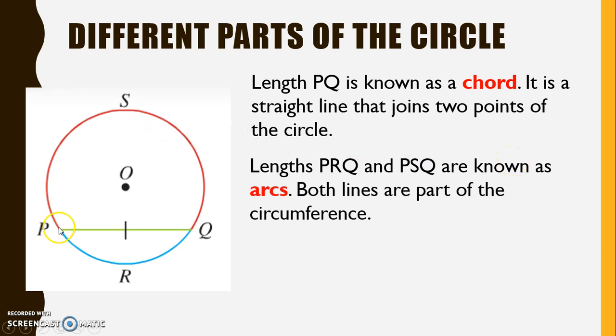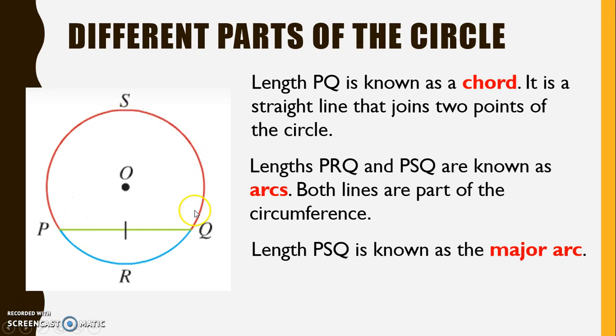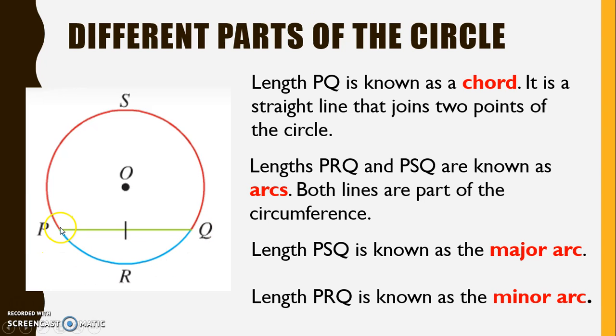How about these curved lines over here, PRQ and PSQ? They are known as arcs. Both lines are actually part of the circumference. Length PSQ is known as the major arc because it is longer, and length PRQ is known as the minor arc because it is shorter.